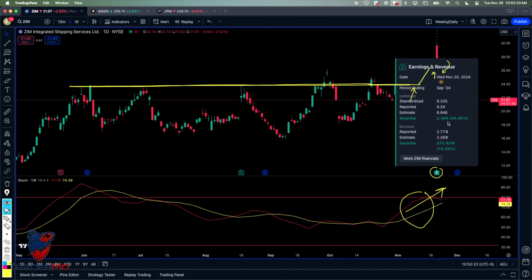We're not looking really deep in it, but earnings per share. If I told you guys that a stock was estimated to do $6.94 and they came out at $9.34, beating by 34%, and they were estimated to do revenue of $2.39 billion, and they did $2.77 billion, what would you say the stock did that day? You would probably say the stock was up 20%, 30%, whatever. It ended the day up 0.86%.